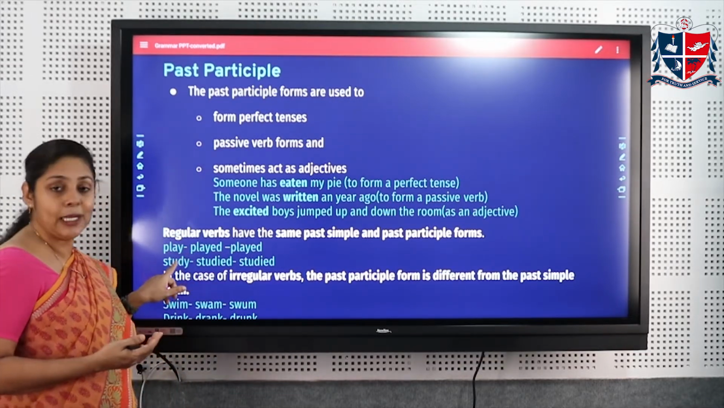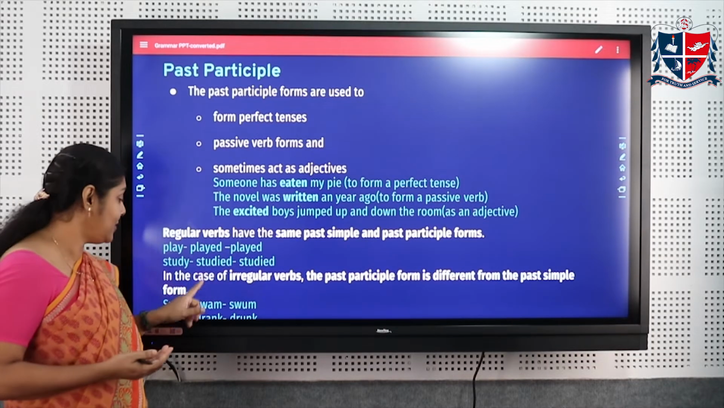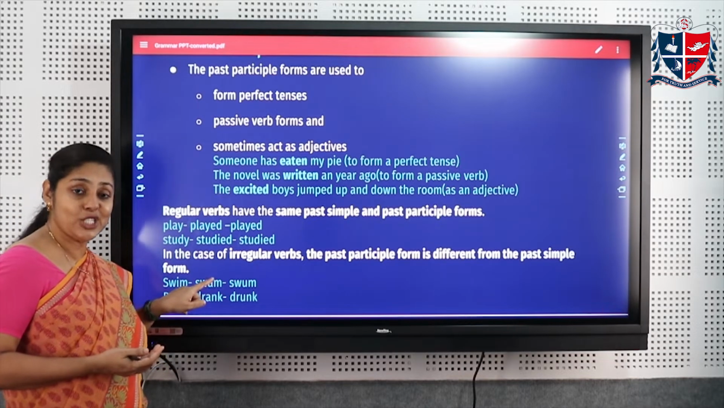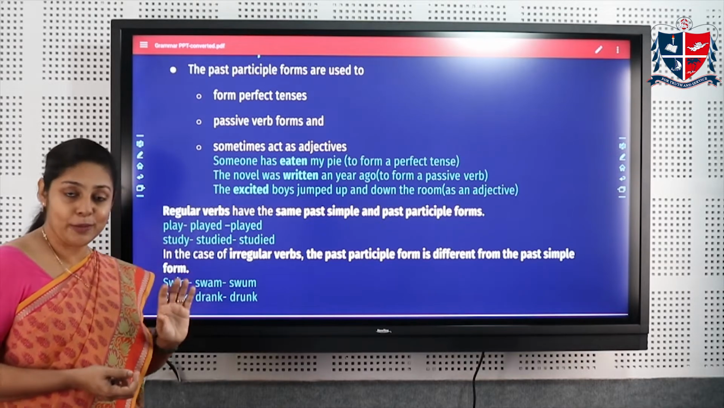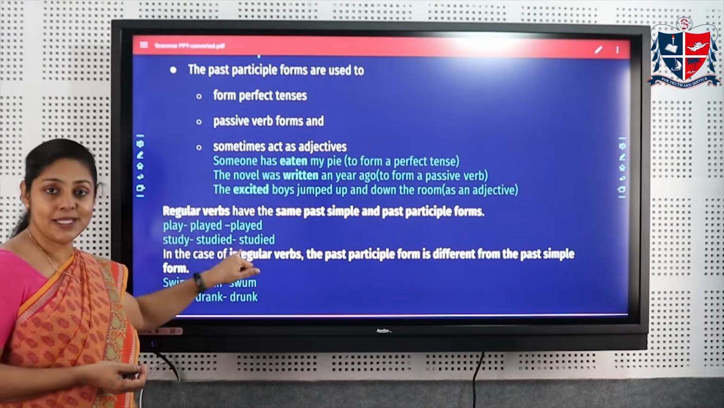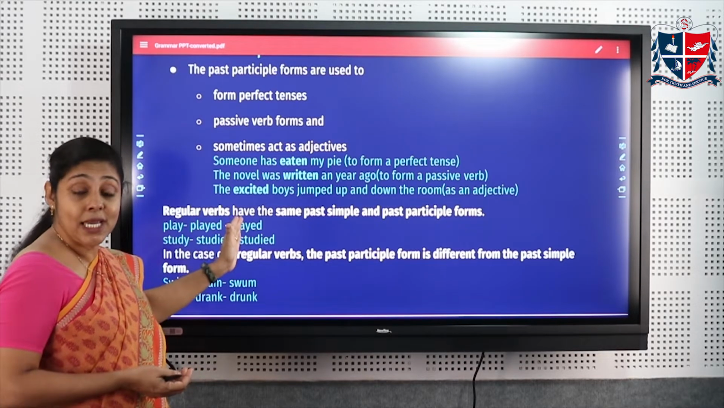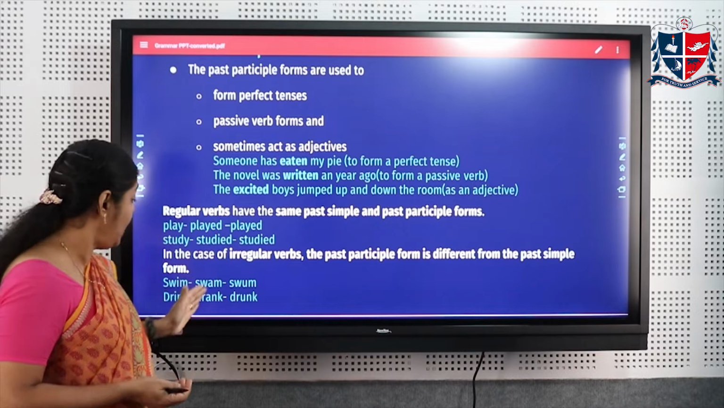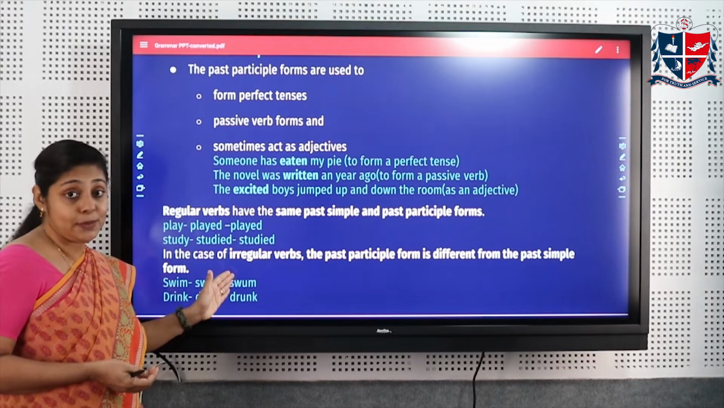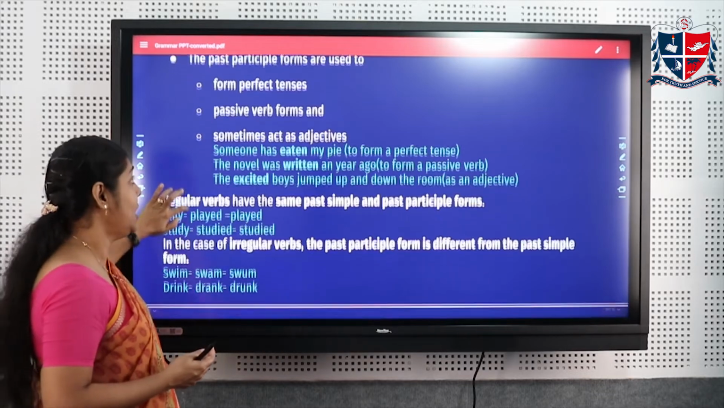Look at this example. Study. Past tense is studied and past participle is also studied, right? Whereas when you look at this irregular verb swim, the past tense is swam and the past participle is swum. So we have a difference here. Swam, swum. Here we have studied and studied. We have played and played. So we have the same simple past form and the same past participle form. Here we don't have the same simple past form and past participle form, both are different. So that is how we distinguish between regular verbs and irregular verbs.